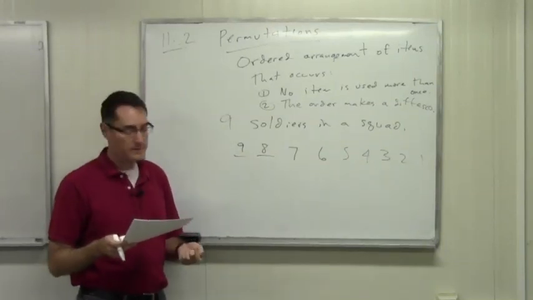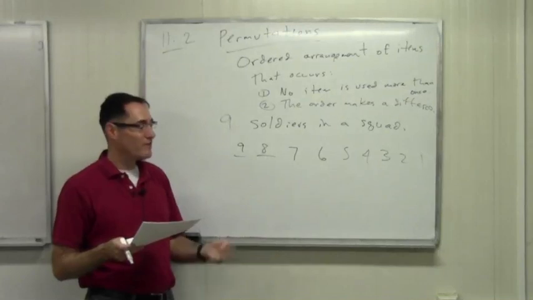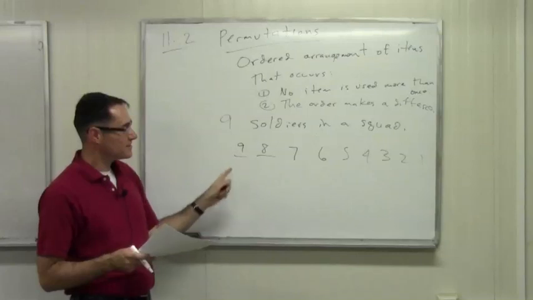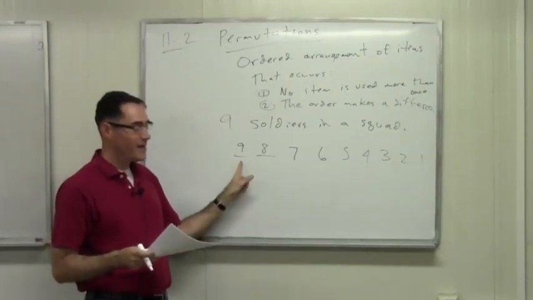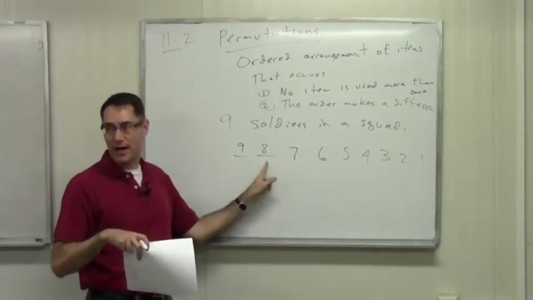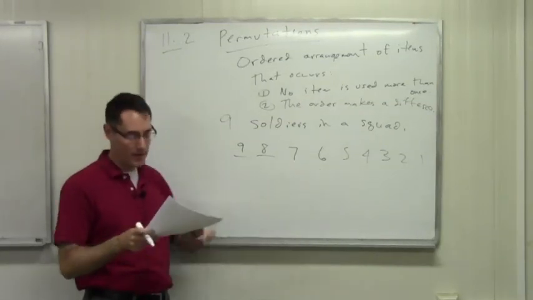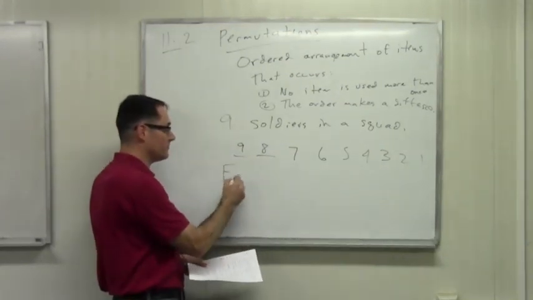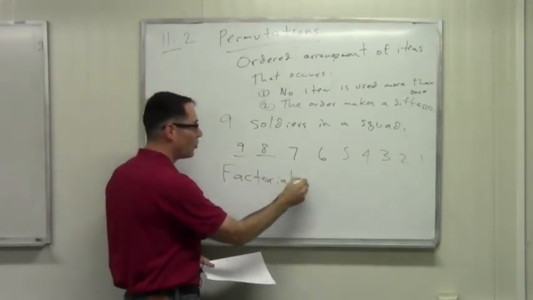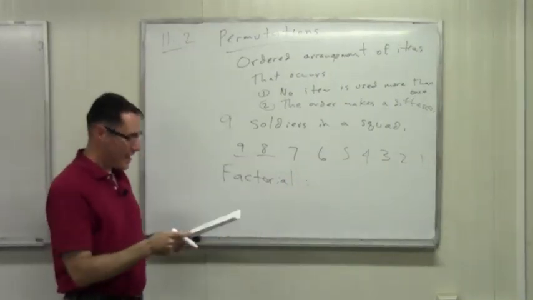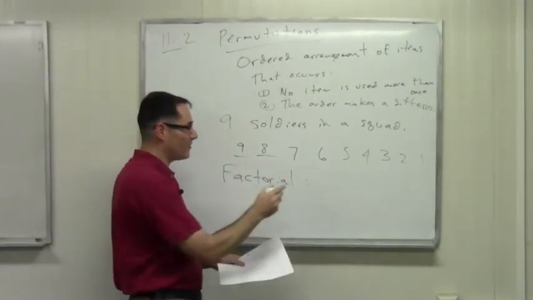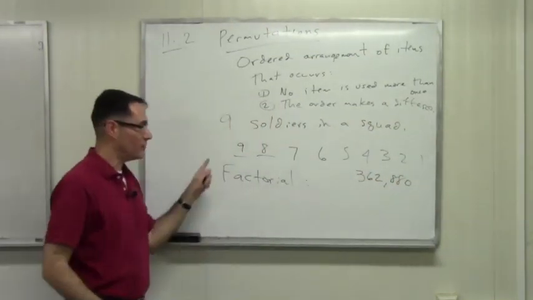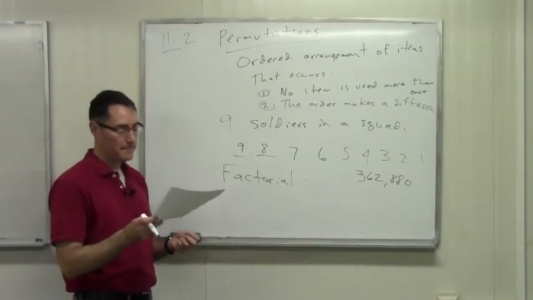The nice thing is, we have a way of writing this that's nice and simplified. It's when you start with a number, n, and then you do n times n minus 1 times n minus 2 times n minus 3, right? This is called factorial notation. And by the way, this is 362,880 different ways, if you do all that out. All right, that's a lot.